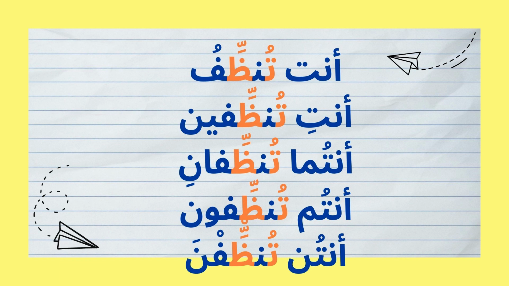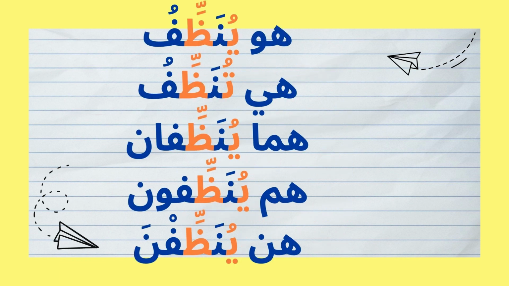هو ينظف. هي تنظف. هما ينظفان. هم ينظفون. هن ينظفن. And this conjugation, of course, applies to all form two verbs.